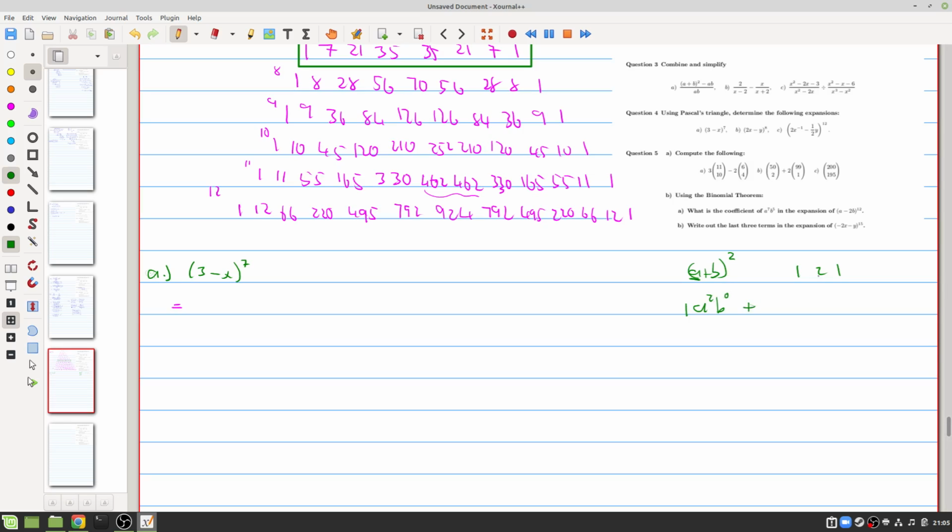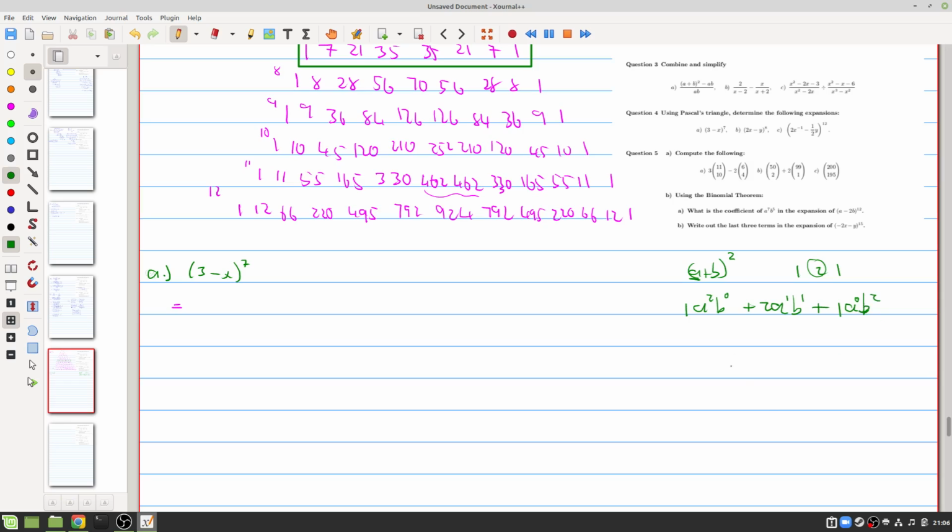Then plus, our coefficient is 2, and then we've got the first term, we subtract 1 from this exponent. So instead of 2 we now have 1, and then for the b, we add 1 to the exponent. So instead of 0 we now have 1, and 1 plus 1 is 2, which is what we want there. Plus, and then our coefficient is again 1. Then for the a, we subtract 1 again from the exponent, so 1 minus 1 is 0. And for b, we add 1 to the exponent again, so 1 plus 1 is 2.